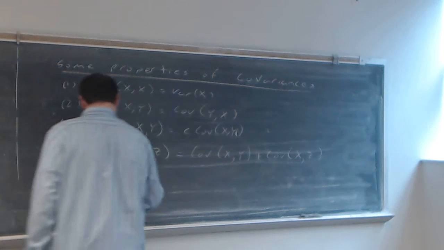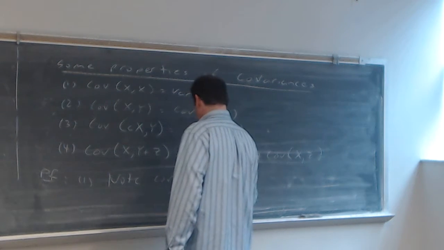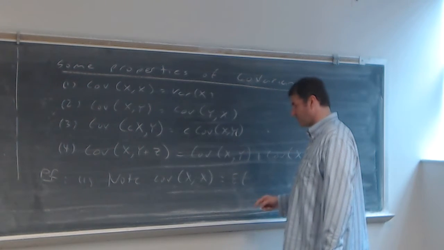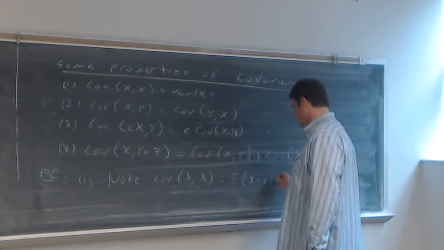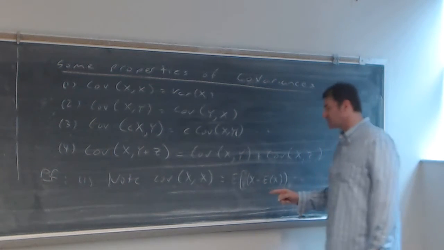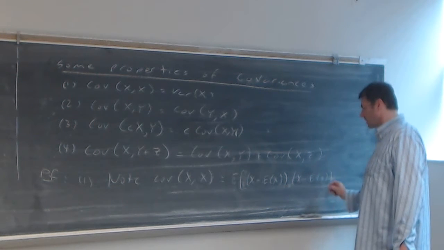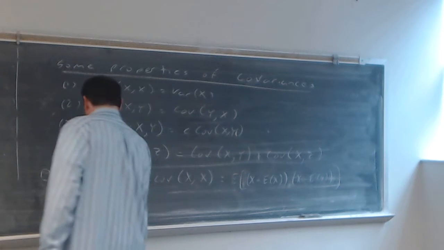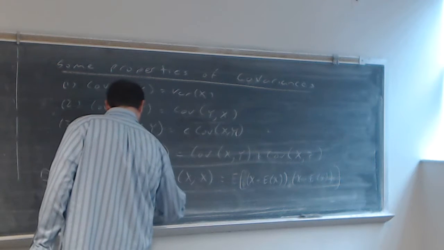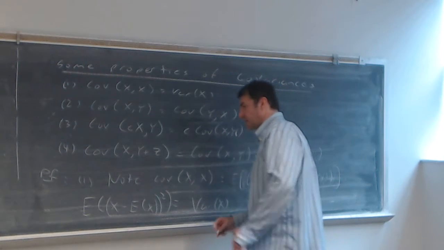For one, note the covariance of x with x. So I'm going to use this definition. You don't have to; there are multiple ways of doing this. This is equal to the expected value, not from the fact, but from the definition. It's the expected value of the quantity x minus the expected value of x times, now it's the second random variable, well that's x minus the expected value of x. And that's nothing more than the expected value of x minus the expected value of x, squared, but that was the definition of the variance of x. So that's part one done.